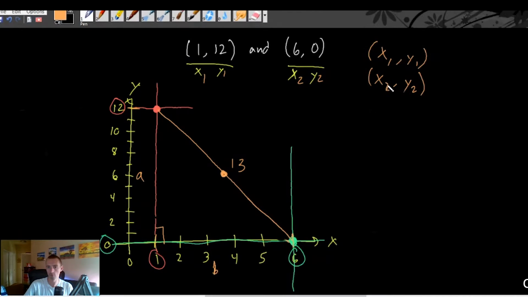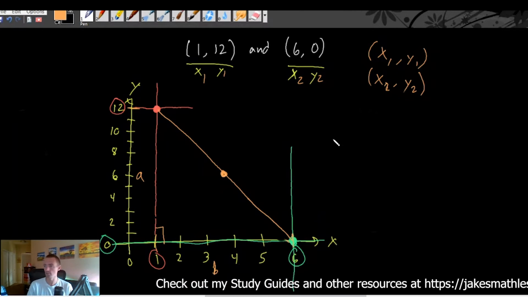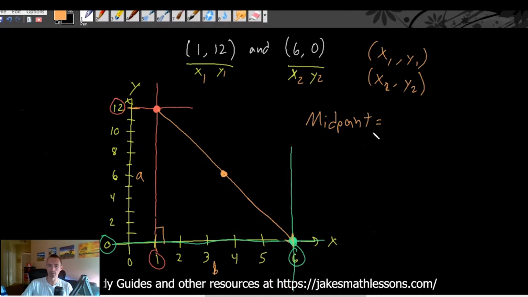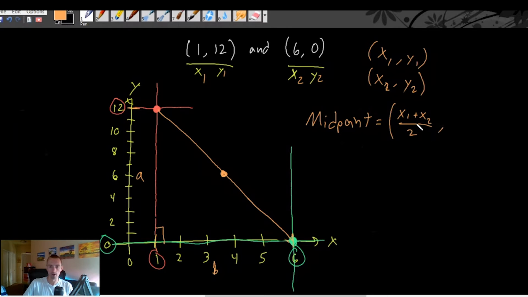Again, we still have x1, y1, x2, y2. It's still the same points, but now what we need to do is find the coordinates of the midpoint that we get from this line segment that connects these 2 points. So again, we're going to just use a formula here. The midpoint formula tells us that the midpoint of x1, y1, x2, y2 is found by x1 plus x2 over 2 as our x coordinate, and y1 plus y2 over 2 as our y coordinate.